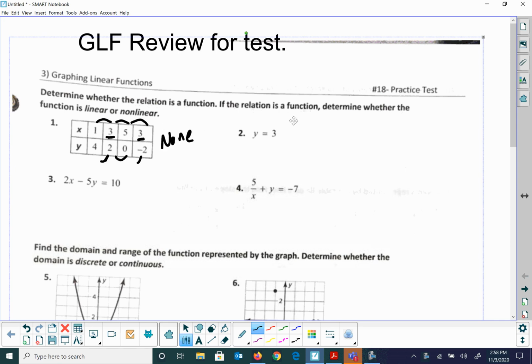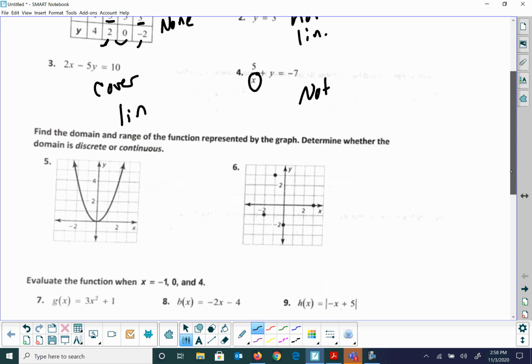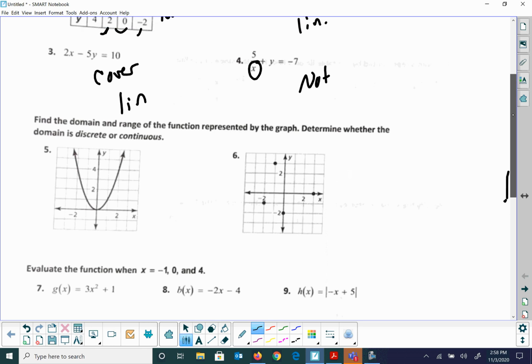This is a horizontal line. So yeah, that's linear. This one, well, the cover method works on that one. That makes a straight line, so that's got to be linear. And then this one, because I have x downstairs, that is not linear. Okay. Is that all we had to put on that one?